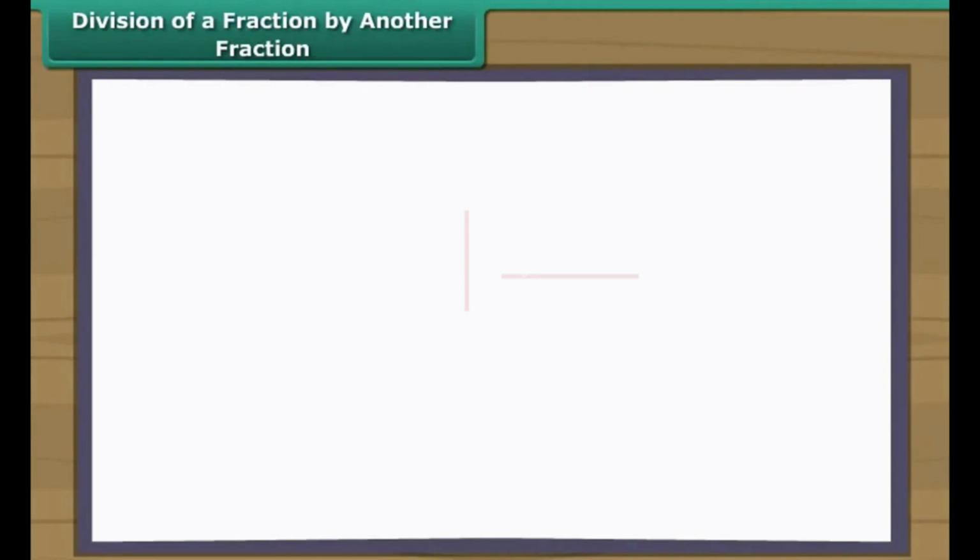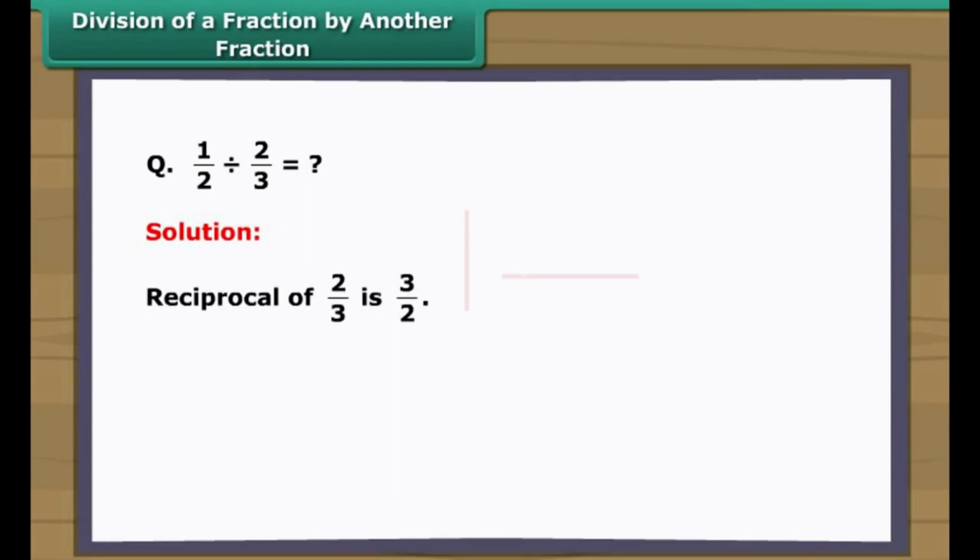Division of a fraction by another fraction. Friends, can you find half divided by 2/3 now? The reciprocal of 2/3 is 3/2. Thus, half divided by 2/3 is equal to half multiplied by 3/2. This is equal to 3/4. Remember, the division sign changes to a multiplication sign as soon as the number on the right side of the division sign is replaced by its reciprocal. Here the number on the left side remains unchanged.